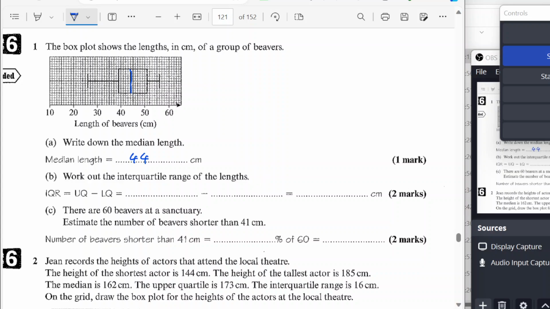Work out the interquartile range. So the interquartile range is the difference between the 50%. So we've got what looks like 51 minus 39, which is going to be 12.